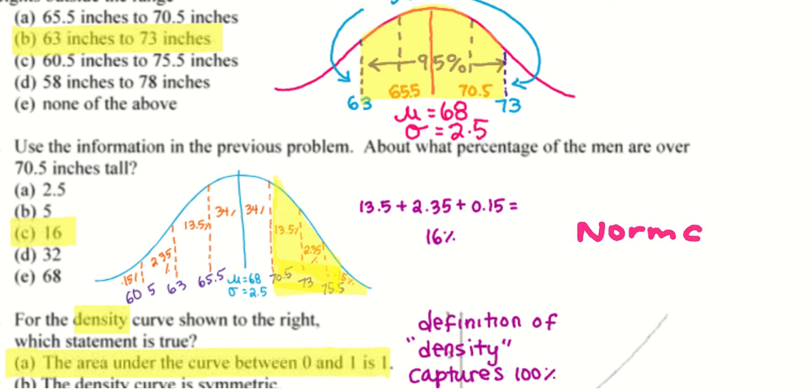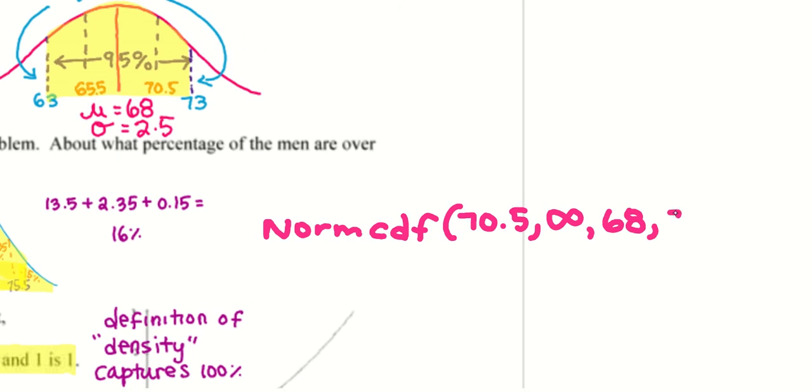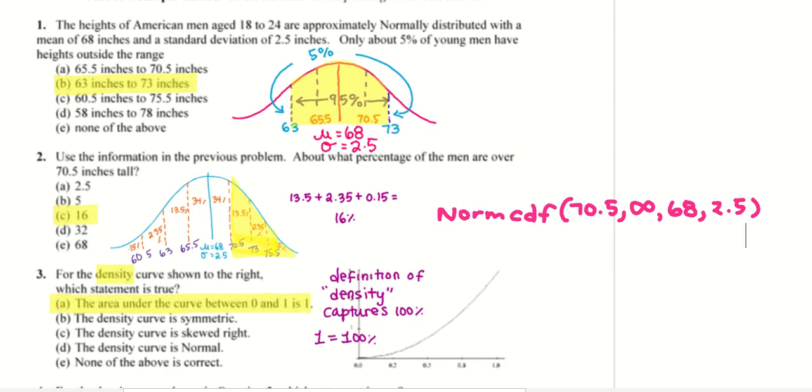If you wanted to solve it as normalcdf, you could have your lower bound at 70.5. Your upper bound would be infinity because you're shading all the way to the right. Your mean is 68 and your standard deviation is 2.5. The reason I wrote it that way is the lower bound is 70.5 and we're shading to the right. You're going to still get approximately 16% as your answer when you plug that into your calculator.